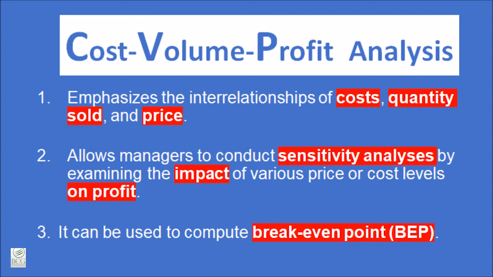Today we're going to talk about cost volume profit, or CVP, analysis. Cost volume profit analysis emphasizes the interrelationships of cost, quantity sold, and price. It is a valuable tool in identifying the extent and magnitude of the economic trouble a company is facing and helping pinpoint the necessary solution. It allows managers to conduct sensitivity analysis by examining the impact of various price or cost levels on profit. It is an integral part of financial planning and decision making, and it is used as a short run decision making tool.